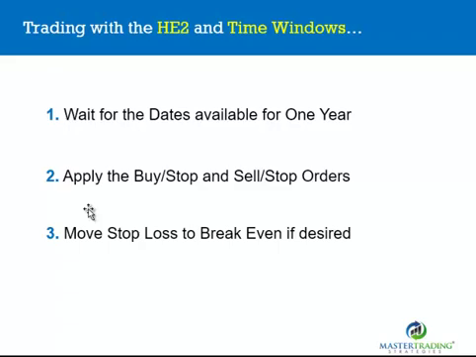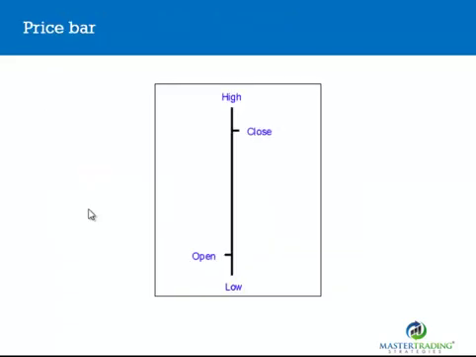And the idea is to capture a short-term trade using very specific dates and using the buy stop sell stop orders, and you could move your stop loss to break even should you wish to do so. So let's take a look at this. This is the price bar, and there are 4 components here: the open, the close and the high and the low. And what we're looking for is the break of the high or the break of the low. We're not interested in the open and the close.